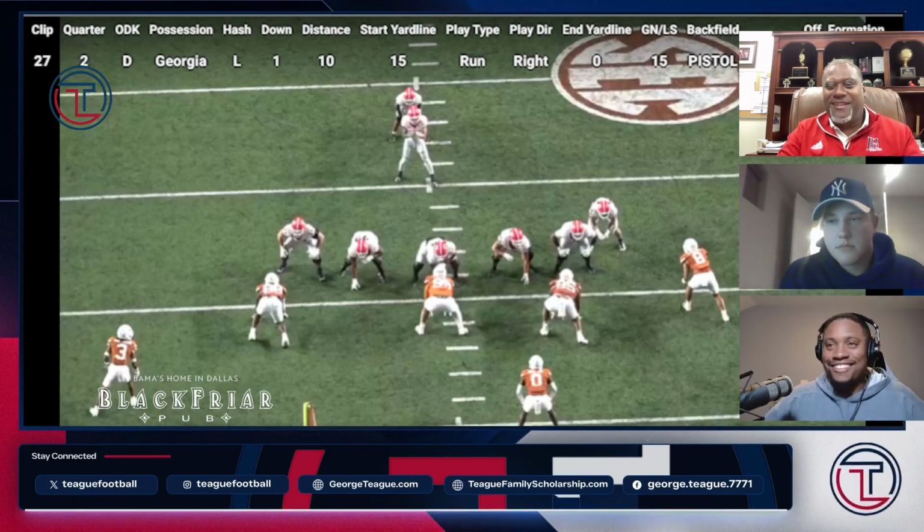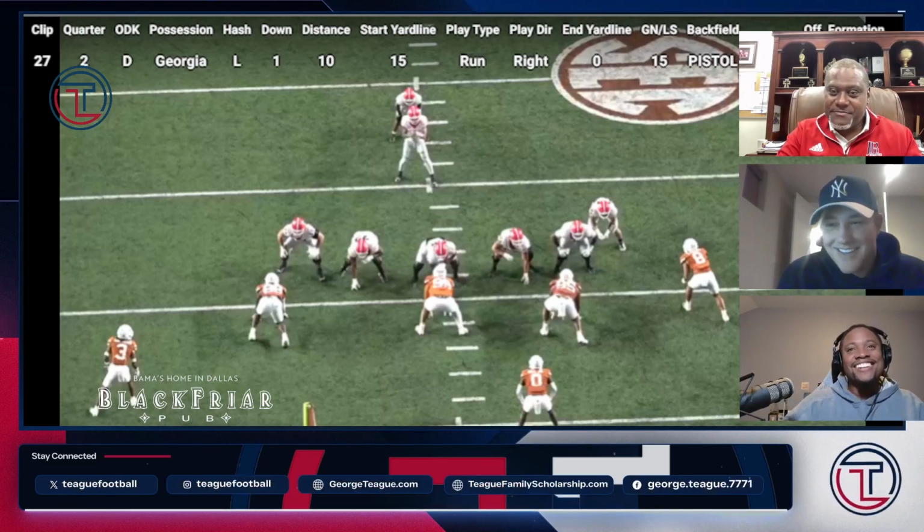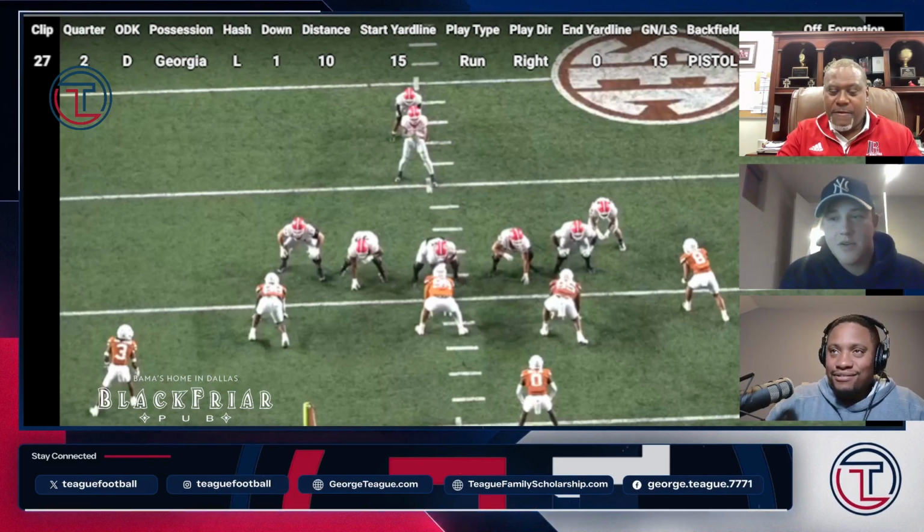I think the most important part is it doesn't matter. Sometimes, is it inside zone or duo? Is it tight zone or duo? It's like, who cares?